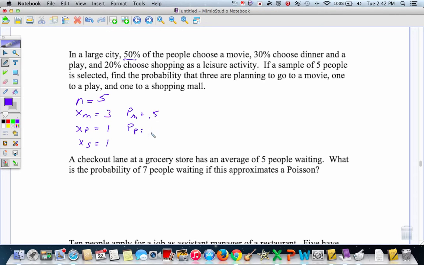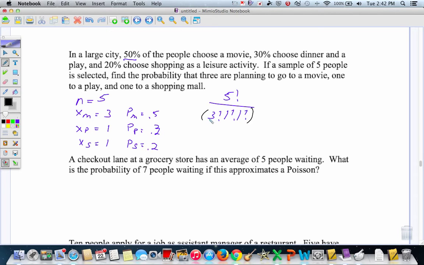And the probability of going to a movie is 0.5. Probability of going to a play is 0.3. And the probability of going shopping is 0.2. Multinomial formula then says 5 factorial. I'm going to go ahead and set up the parentheses just to hopefully remind us. And I have 3 factorial, 1 factorial, 1 factorial.